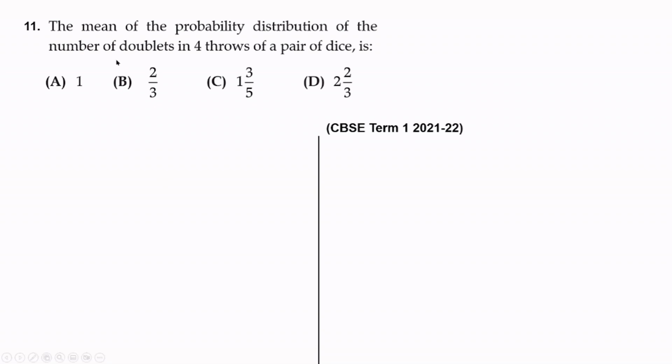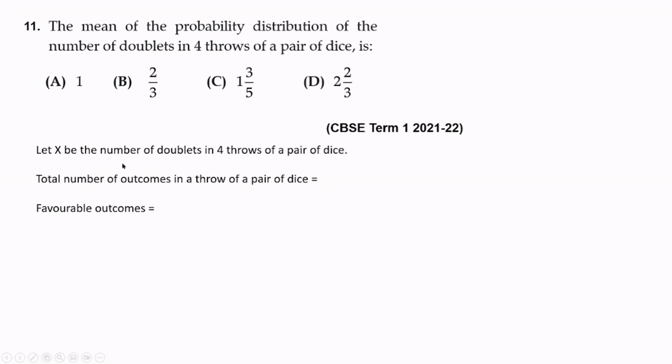Next question. The mean of probability distribution of number of doublets in 4 throws of a pair of dice. So here we have to find the mean of the probability distribution of the number of doublets in 4 throws of a pair of dice. So here let x be the number of doublets in 4 throws of a pair of dice. Now the total number of outcomes in a throw of a pair of dice, it is 36.